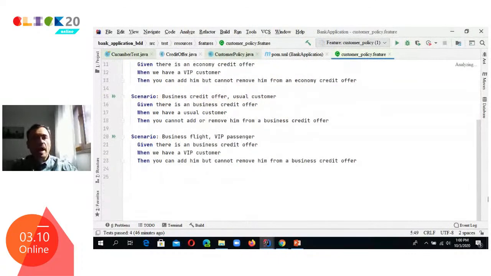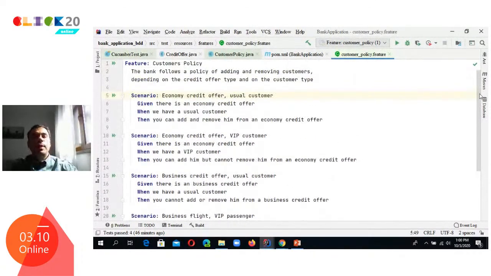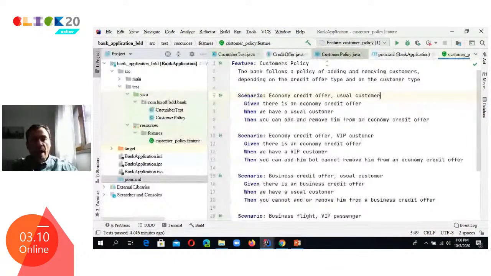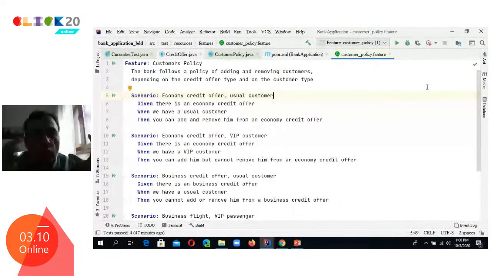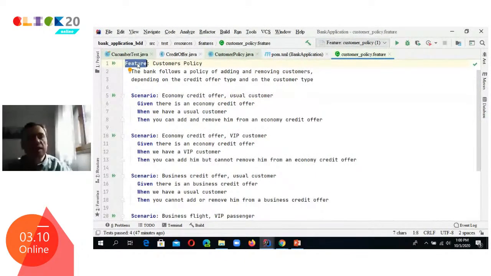Let's have a look at this special file. This is a file that we haven't introduced. This is a way we haven't introduced until now. We have everything concentrated. All scenarios that are defining this feature are concentrated inside this .feature file. This is a special Cucumber file. And here you see that we may read in plain English everything that we are doing and we are expecting.